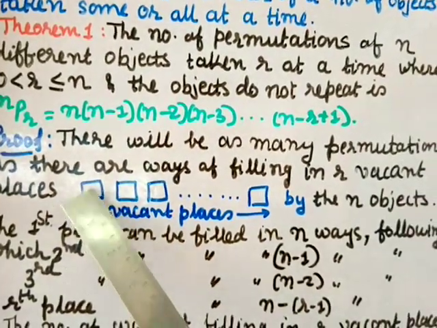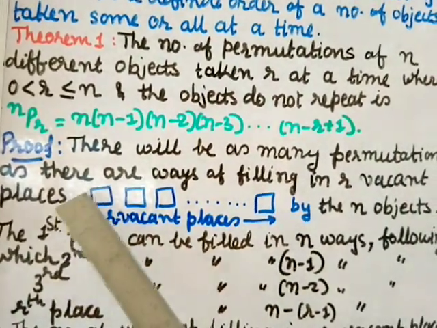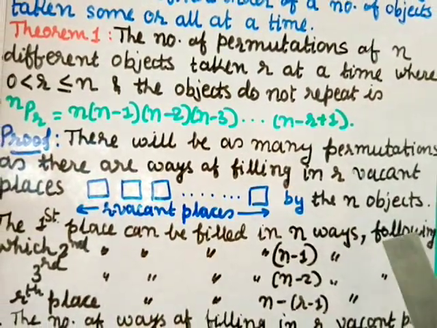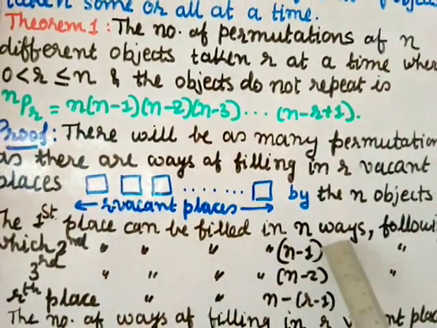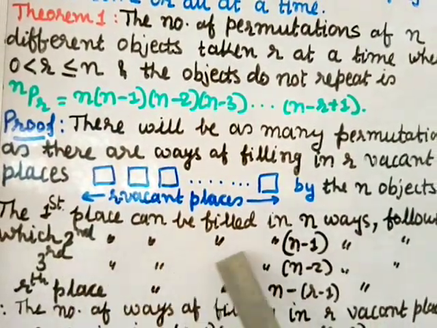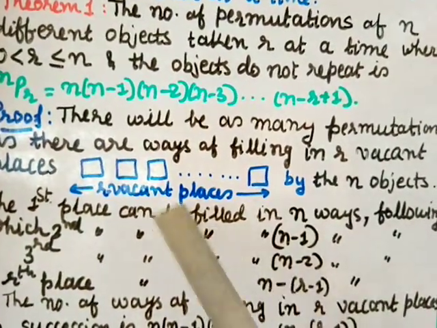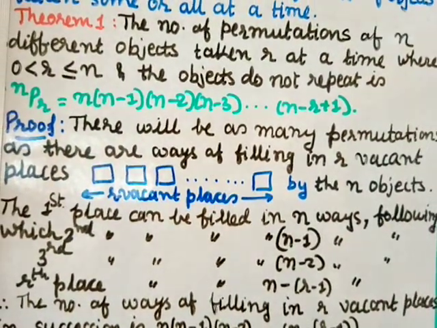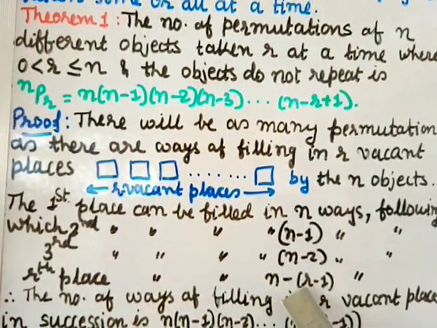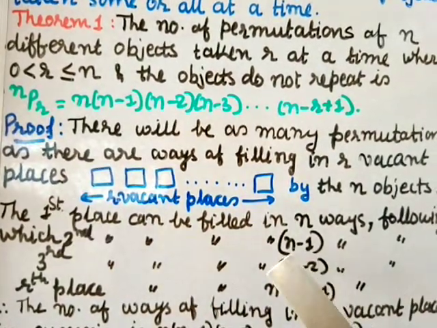So the first place can be filled in n ways. There is no repetition, therefore the second place will be n minus 1. The one which is placed here we cannot use again. So it will be n minus 1, n minus 2, and so on. The first place can be filled in n ways, following which the second can be filled in n minus 1 ways. Third can be filled in n minus 2 ways. This will go on, and the rth place will be filled in n minus r plus 1 ways, because there are r vacant places.